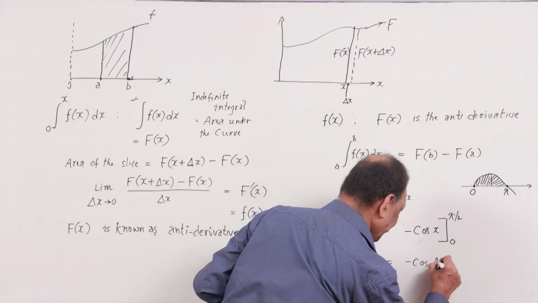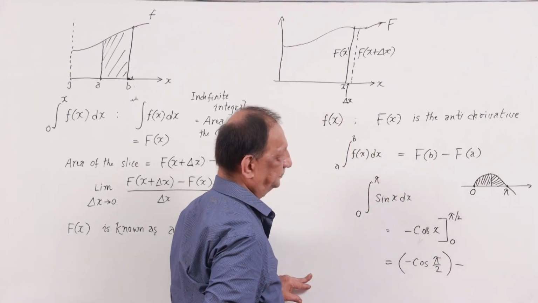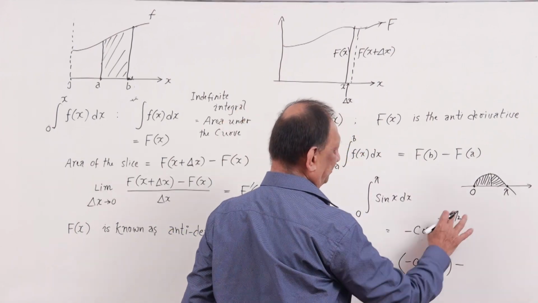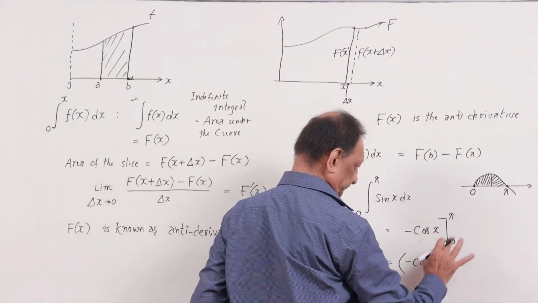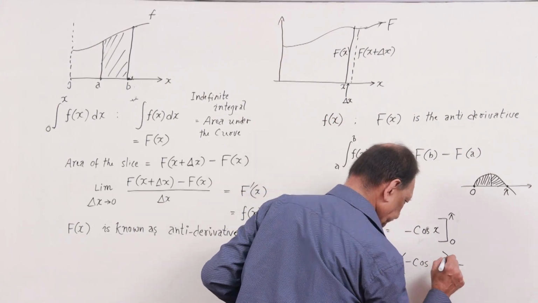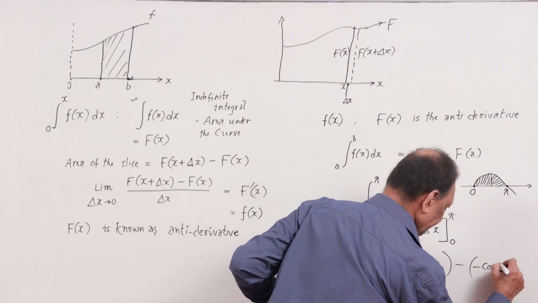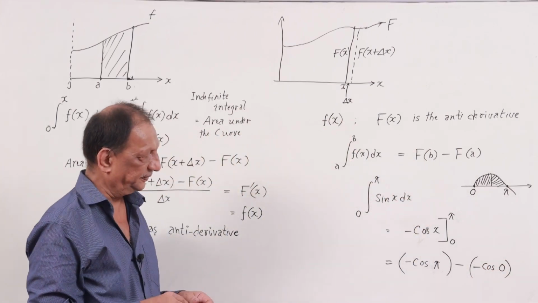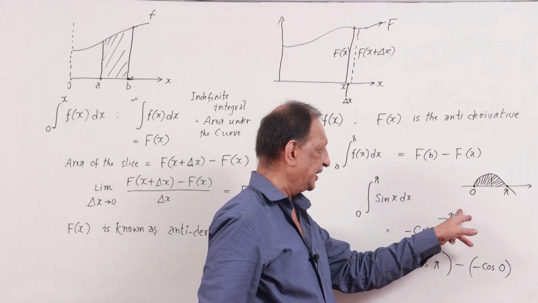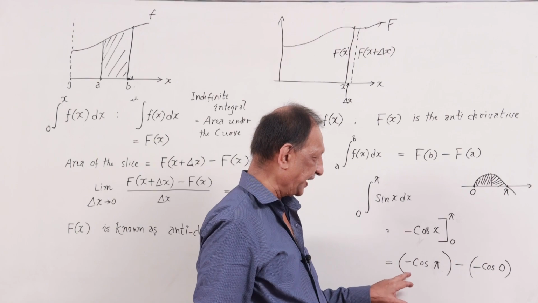minus cos pi by 2, minus, not pi by 2, I said pi, correct? So, minus cos pi, minus of minus cos 0, correct? Minus cos pi is the value at F(b), minus cos 0 is the value at F(a). So, I just subtract F(b) minus F(a).